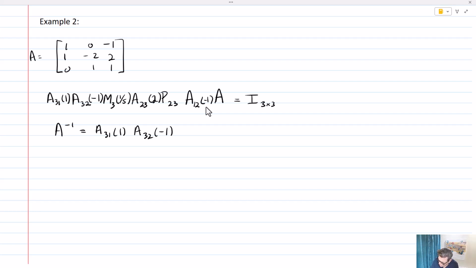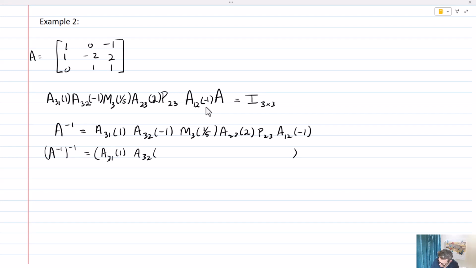A23(2), P23, A12(-1). So A inverse is simply going to be that. Or excuse me, A is going to be the inverse of that. So we're going to take A inverse inverse, and that's going to equal the inverse of this whole thing: A31, A32(-1), M3(1/5), A23(2), P23, A12(-1).